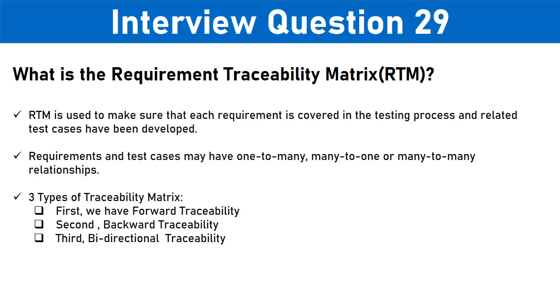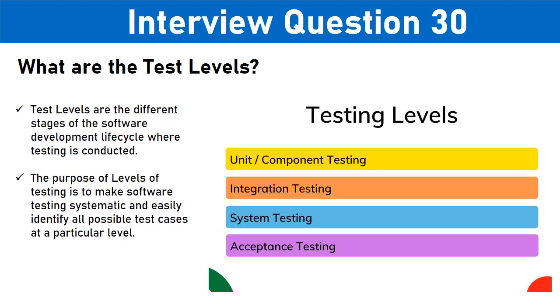Bidirectional traceability matrix covers both forward and backward traceability. It makes sure that each requirement has a proper test case written and each test case can be traced back to the correct requirement. Next critical and fundamental question is, what are the test levels?